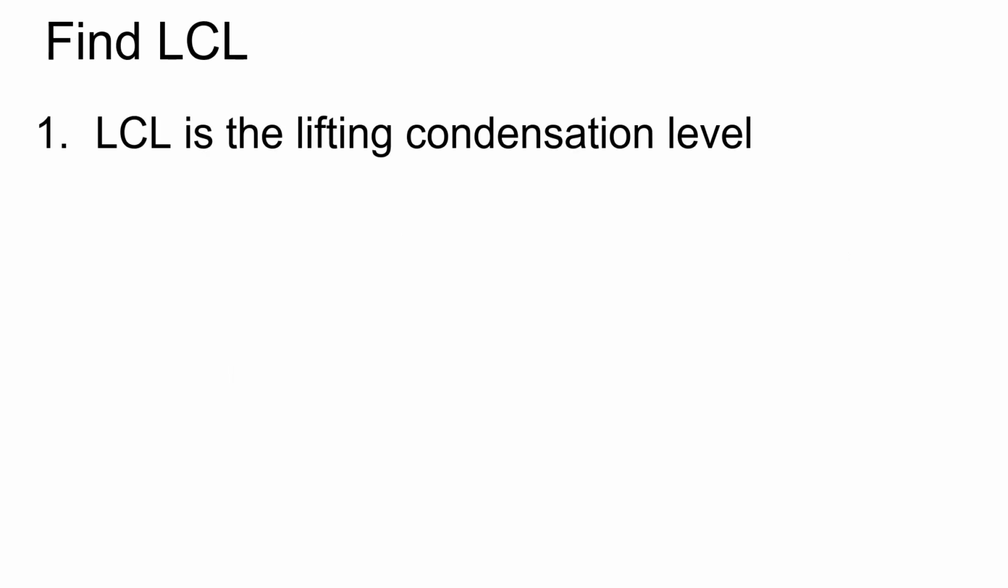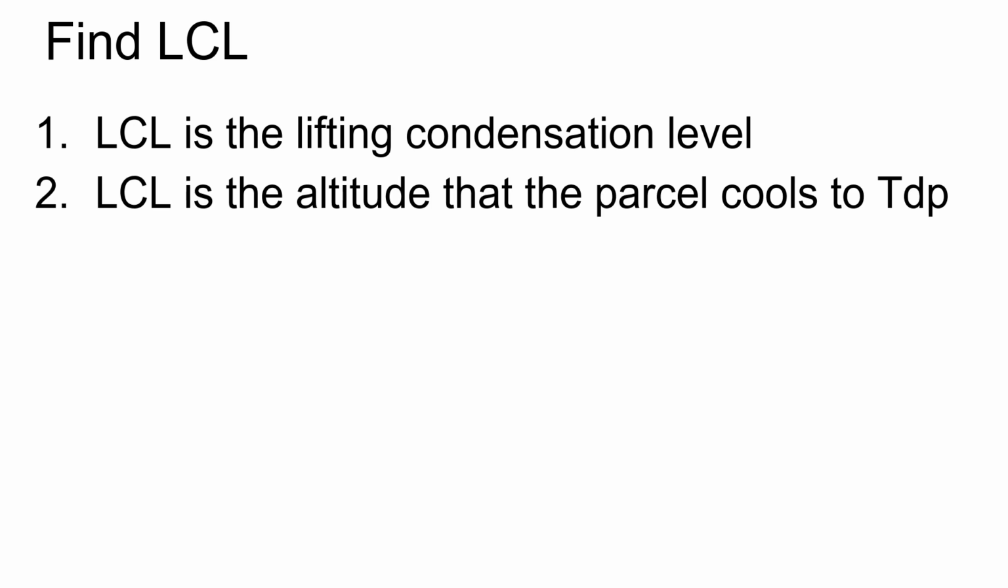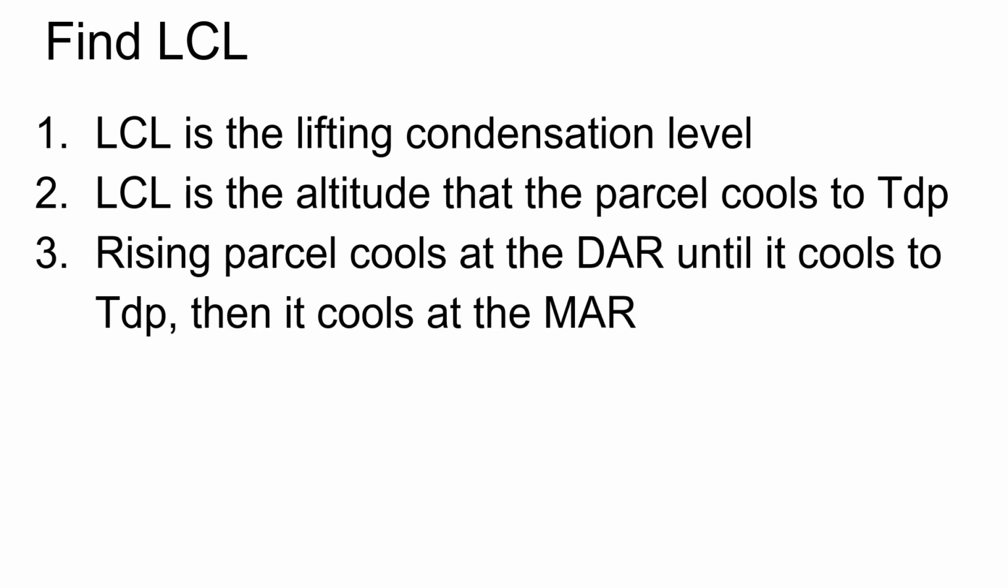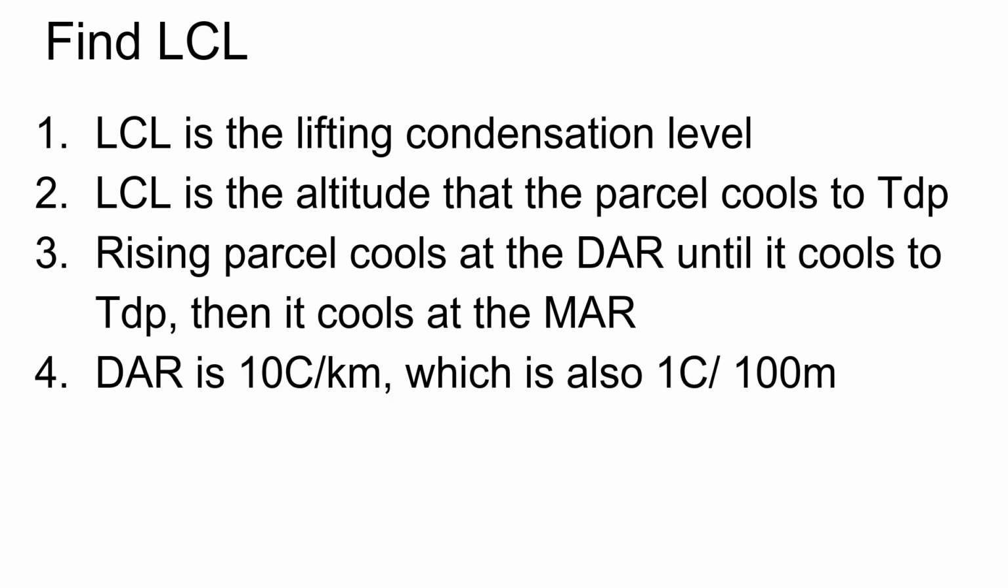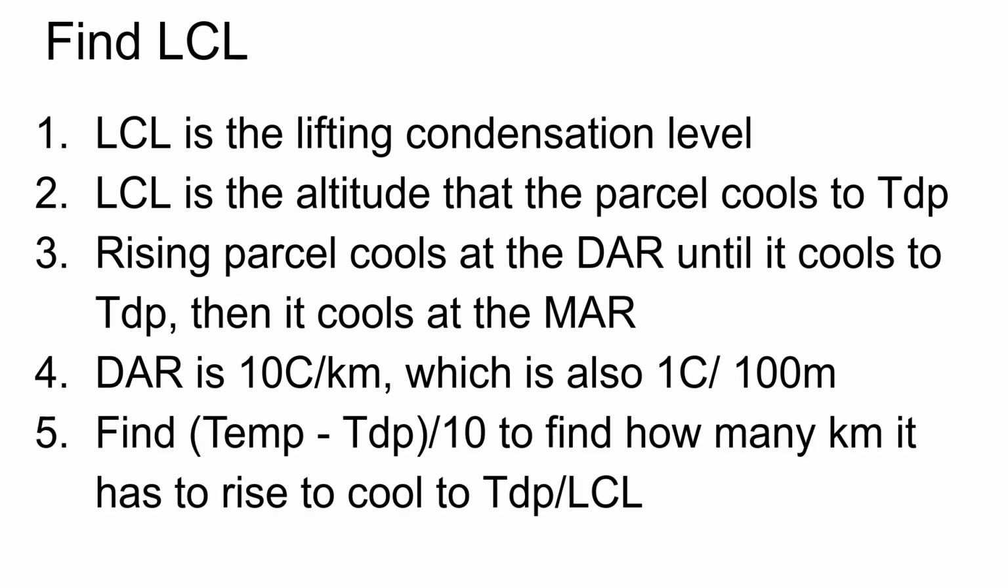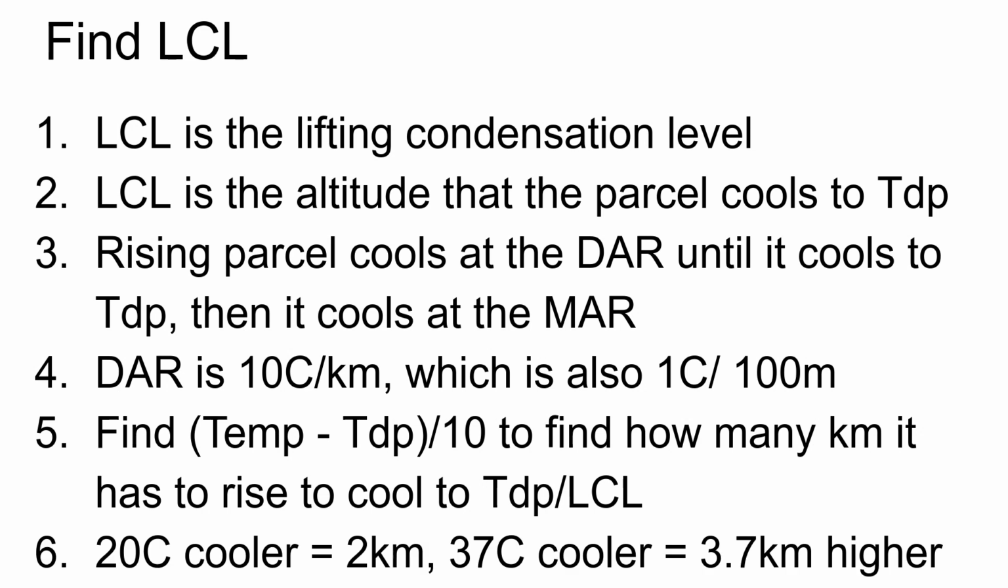To find the lifting condensation level, the altitude that the parcel cools to the dew point temperature, the rising parcel is going to cool at the dry adiabatic rate, or DAR, until it cools to dew point temperature. So the dry rate is 10 degrees per kilometer, which also works out to 1 degree per 100 meters. So if you find the temperature on the ground and the dew point, and find the difference between them, all you have to do is divide that by 10 to figure out how many kilometers of lifting it'll take until that parcel cools to the dew point temperature.